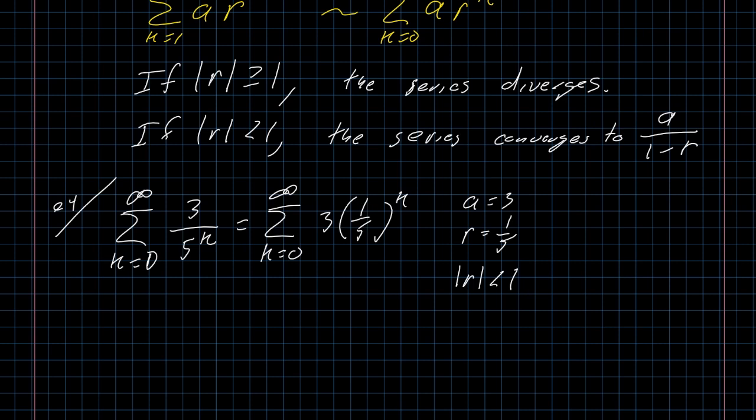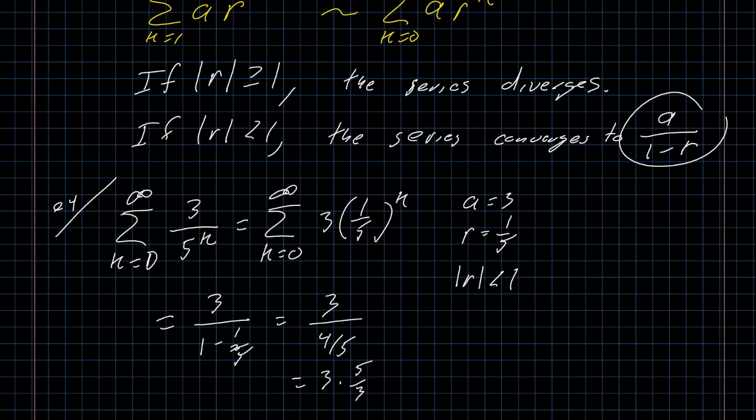Knowing the values of a and r, checking to see whether r is less than 1 or not, we can plug into the formula. The result we're going to get here is 3 over 1 minus 1/5. Doing a little bit of arithmetic to clean that up, this is 3 over 4/5, which is the same thing as 3 times 5/4, which is 15 over 4. We are able to evaluate the series without having to do anything else, if we can recognize that what we have is a geometric series.